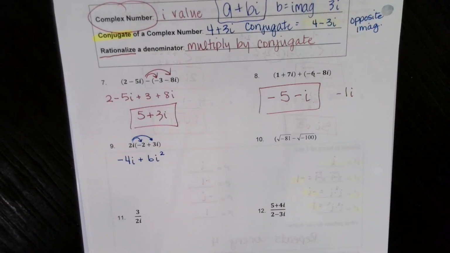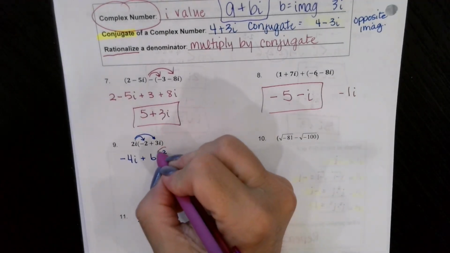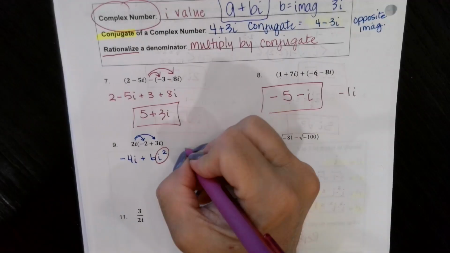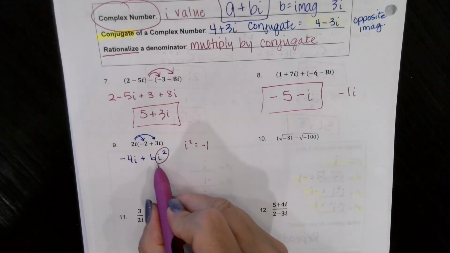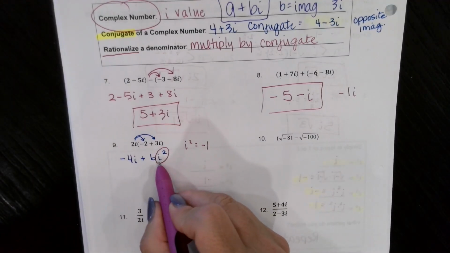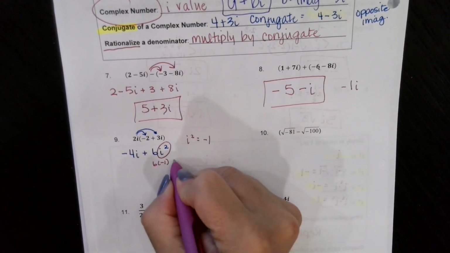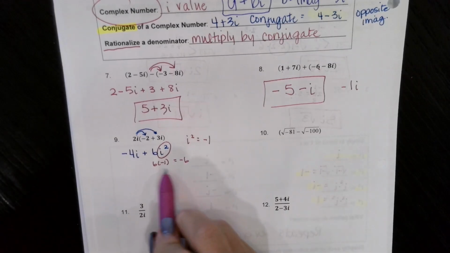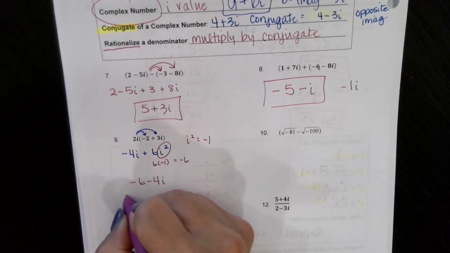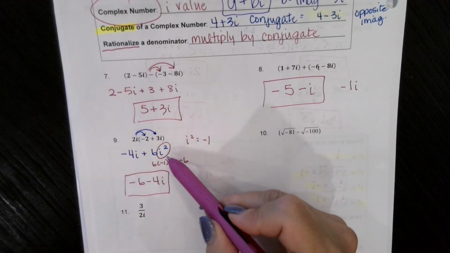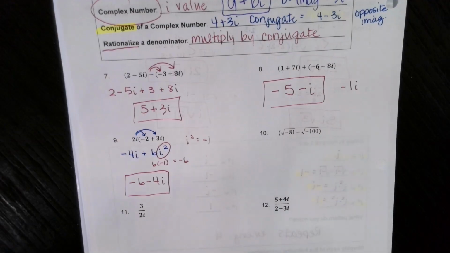Now, here's the thing. We're not done. And we're not done because what we know is that this can simplify. i squared equals negative 1. So what happens is this whole term right here becomes a negative 6. So this is like 6 times negative 1. Well, now I have a real part, negative 6. So I have negative 6 minus 4i. And that's my final answer. So any power of i, other than just i, we're going to get rid of.